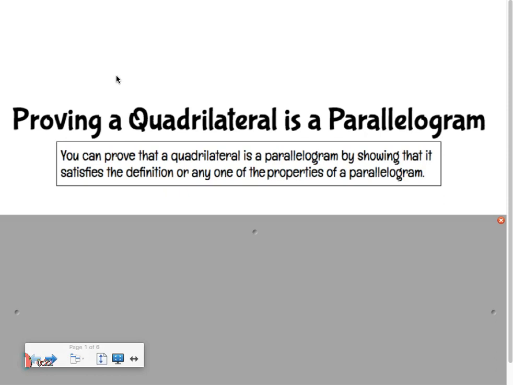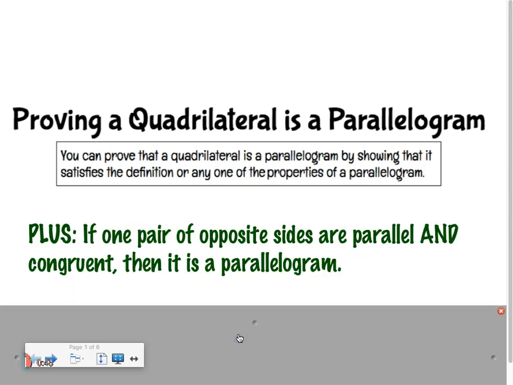Today's lesson was hand in hand with yesterday's lesson. You can use those 6 or 5 properties you wrote down at the start of your notes yesterday to prove a quadrilateral is a parallelogram. If any one of those things is true, then it's a parallelogram. But would you also add this one for me? If you have one pair of opposite sides that are parallel and congruent, then it's a parallelogram. I would stick that somewhere in your notes. It would look something like congruent, and then it would also be parallel. That's what the picture would look like.